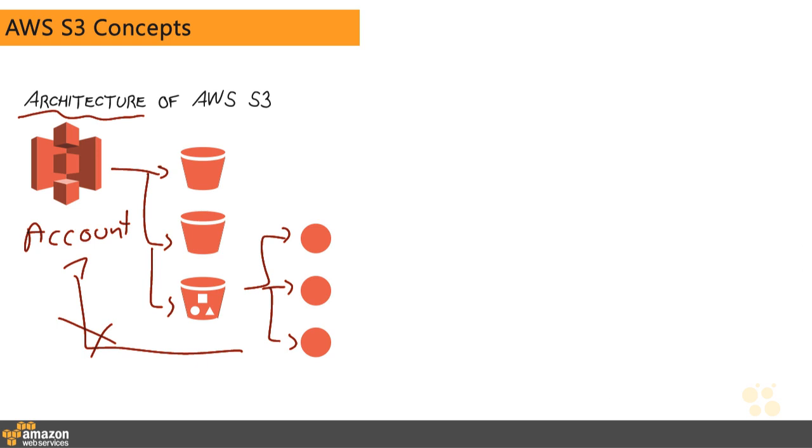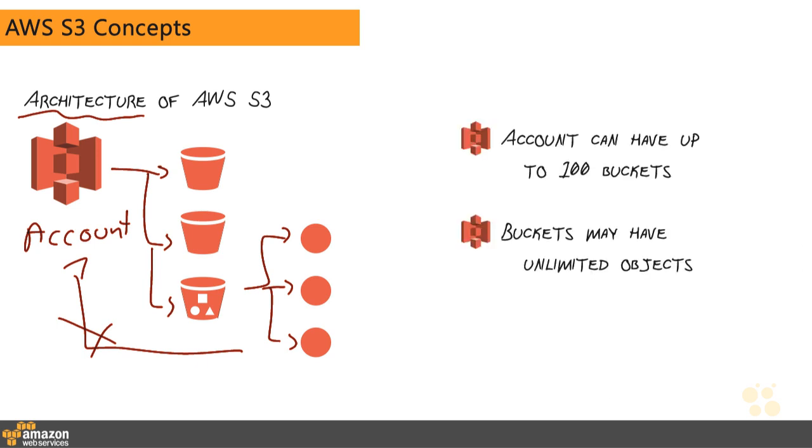There are very loose, limited rules for these things. Your account can have up to 100 buckets, although that can be expanded with a service call to Amazon if you happen to need more than 100 buckets for any reason. And an individual bucket can have an unlimited number of objects inside of it. So there is no limit to the number of objects that you can have inside of a bucket.